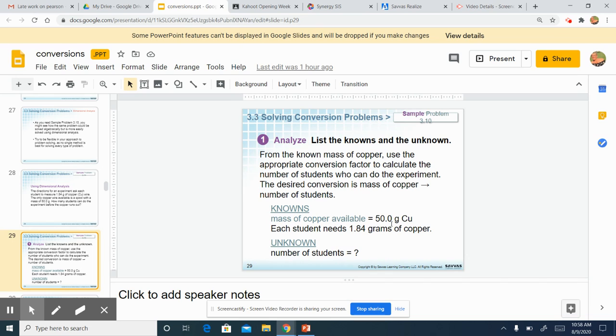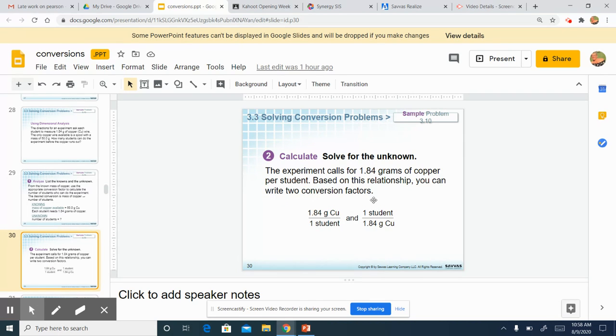What we know is that we've got 50 grams of copper. And the other thing we know is that each student needs 1.84 grams of copper. So what we don't know is how many students. So our conversion factor is one student needs 1.84 grams of copper. So we've got two possible conversion factors, 1.84 grams over one student, or one student over 1.84 grams.